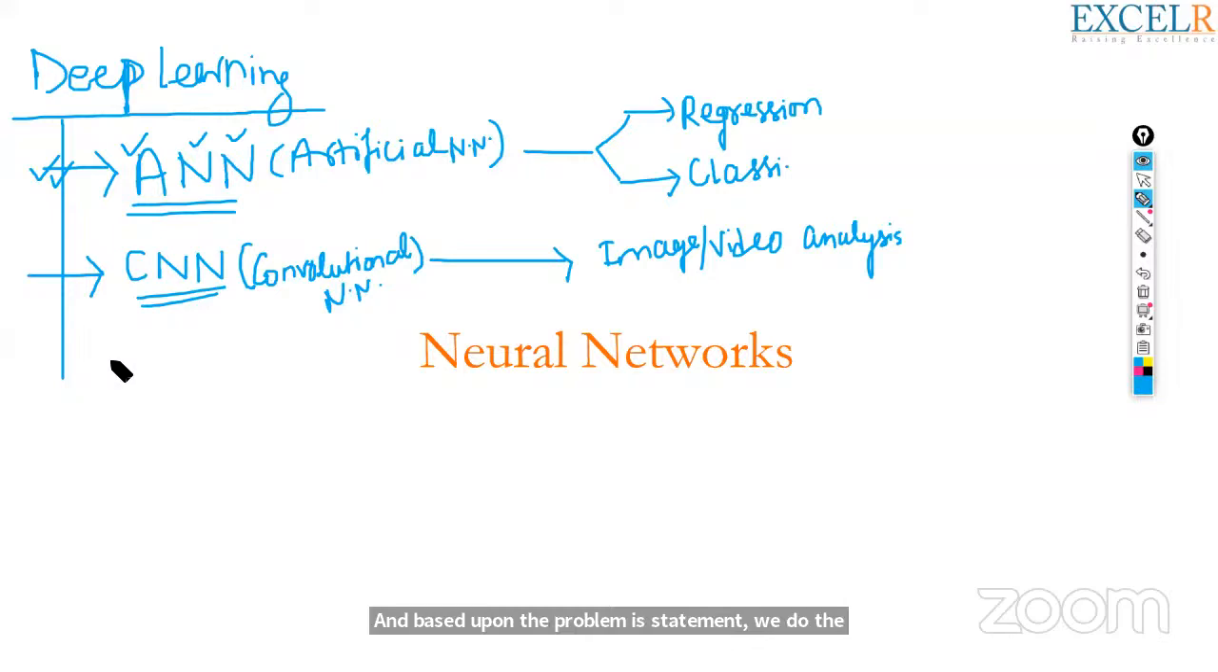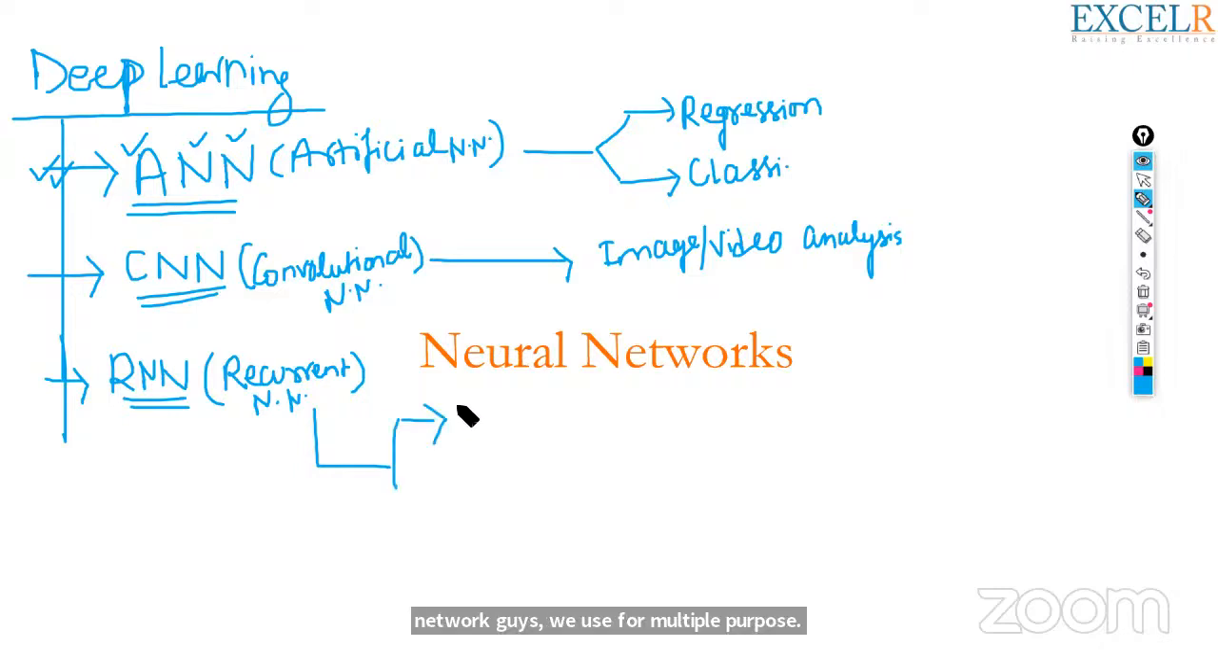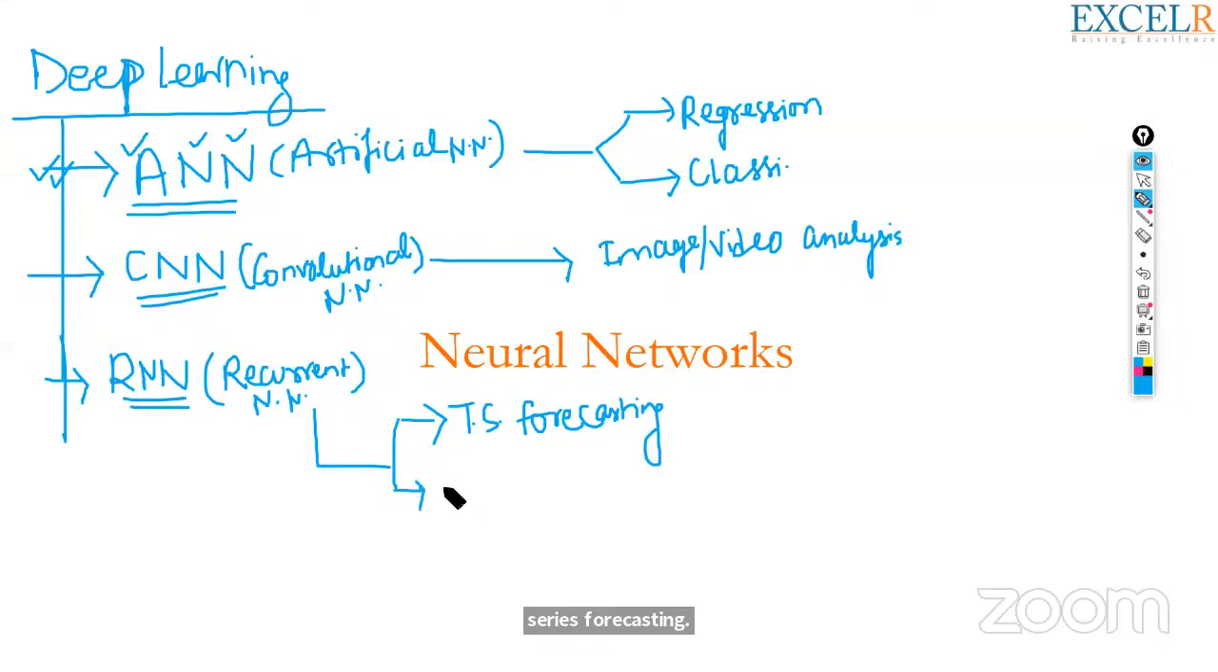Then here comes something called RNN, which is the recurrent neural network. R stands for recurrent. This kind of neural network we use for multiple purposes, like time series forecasting. We also use this kind of neural network for text data analysis.